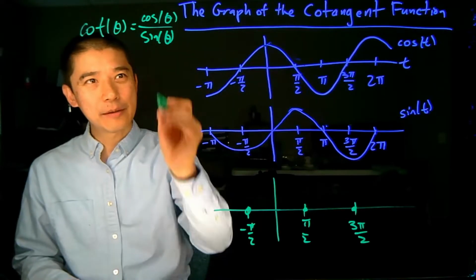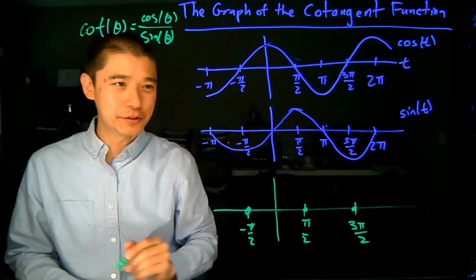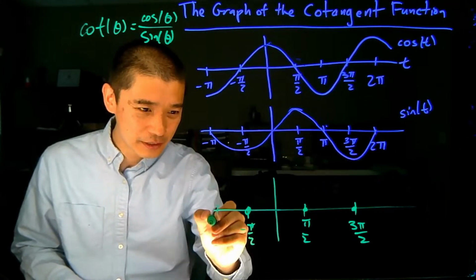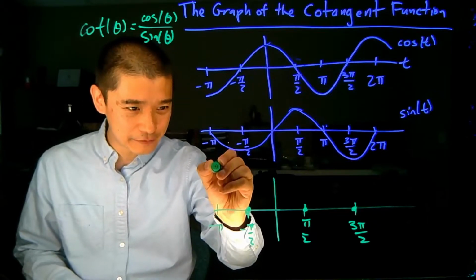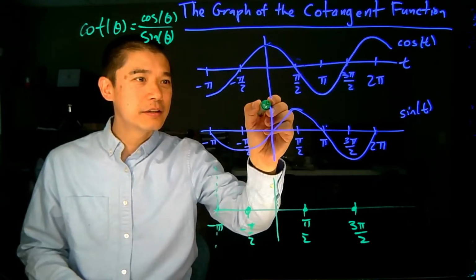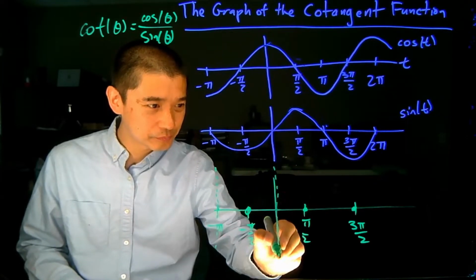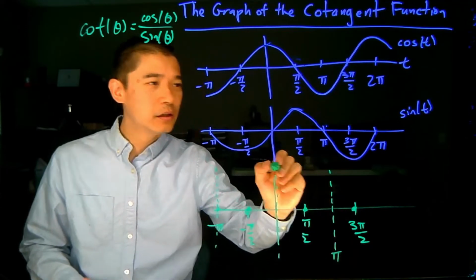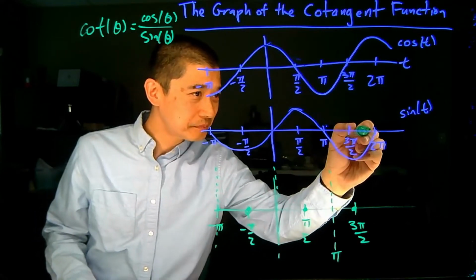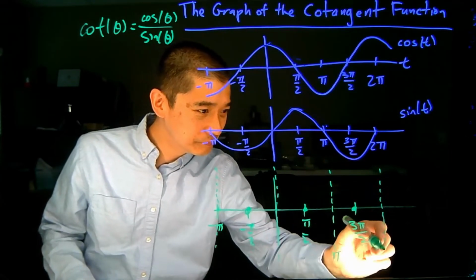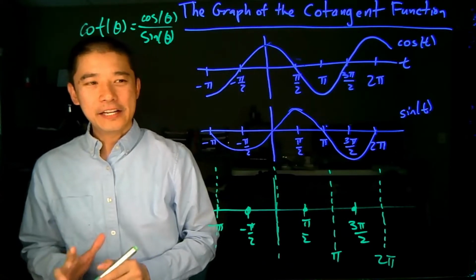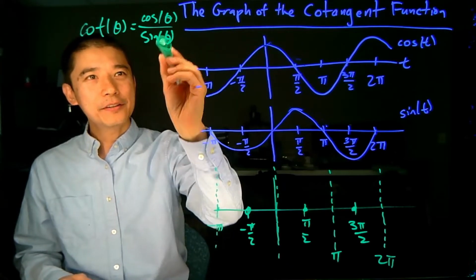Vertical asymptotes happen where the denominator is equal to 0. The denominator is the sine function, so it's where the sine function is 0, which is negative pi, 0, pi, excuse me, and 2 pi. And now we do the sign analysis. So cosine over sine.